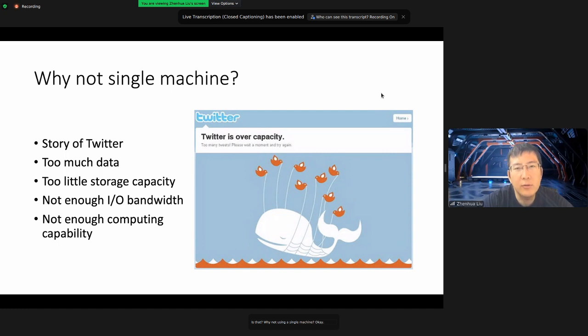Actually, this is what Twitter tried from the beginning. They didn't want to have the problems or the challenges of using a distributed system. Therefore, they tried to put everything on a single server, and they kept upgrading to get the most powerful machine. But over time, when they didn't have enough capacity on their single machine, Twitter was over capacity.